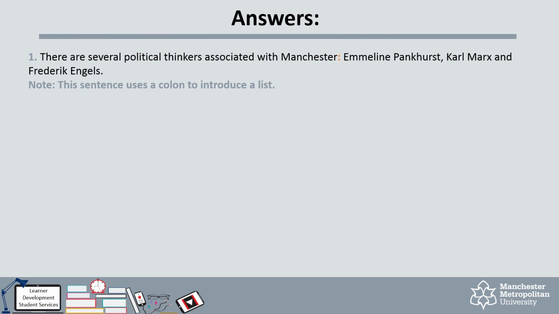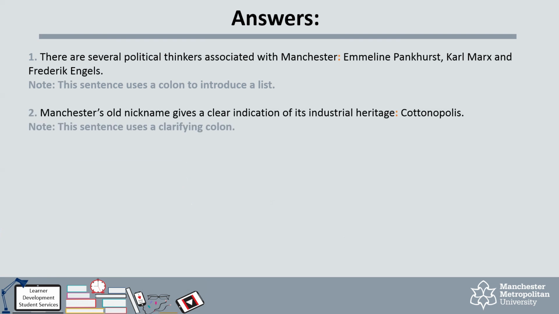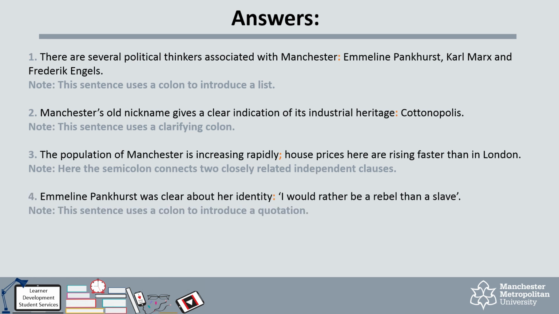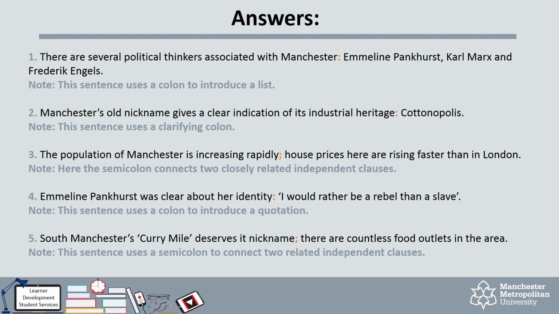As you can see with number 1, this sentence uses a colon because it introduces a list. With example 2, this sentence uses a clarifying colon. With example 3, a semicolon is used to connect two closely related independent clauses. In example 4, the colon is used to introduce a quotation. And in example 5, the semicolon is used to connect two related independent clauses.